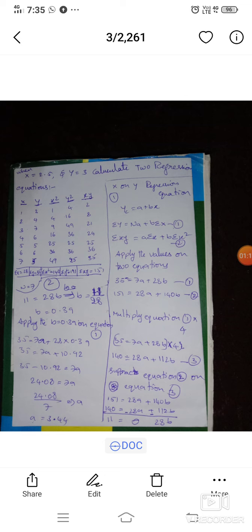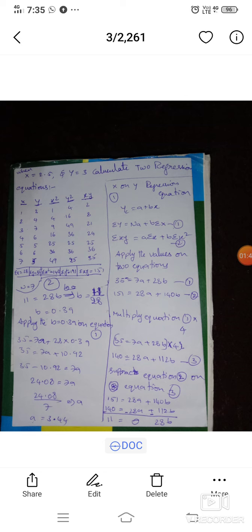So first of all we have to calculate x square, y square and xy. X square is x into x: 1 into 1 is 1, 2 into 2 is 4, 3 into 3 is 9, 4 into 4 is 16, 5 into 5 is 25, 6 into 6 is 36, 7 into 7 is 49. Then the y values: 2 into 2 is 4, 4 into 4 is 16, 7 into 7 is 49, 6 into 6 is 36, 5 into 5 is 25, 6 into 6 is 36, 5 into 5 is 25.